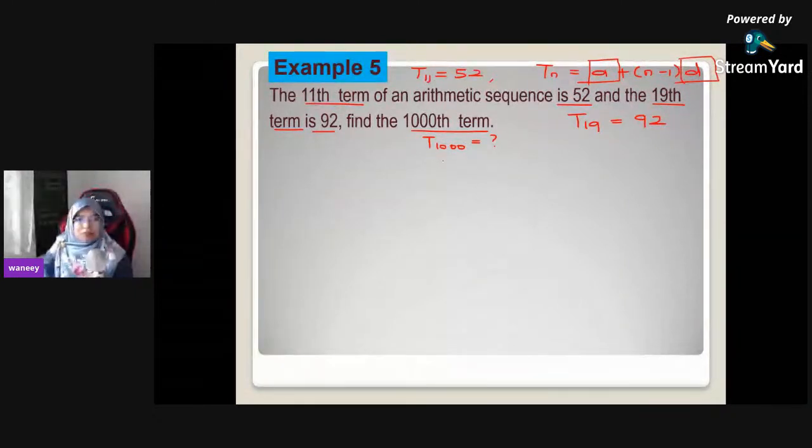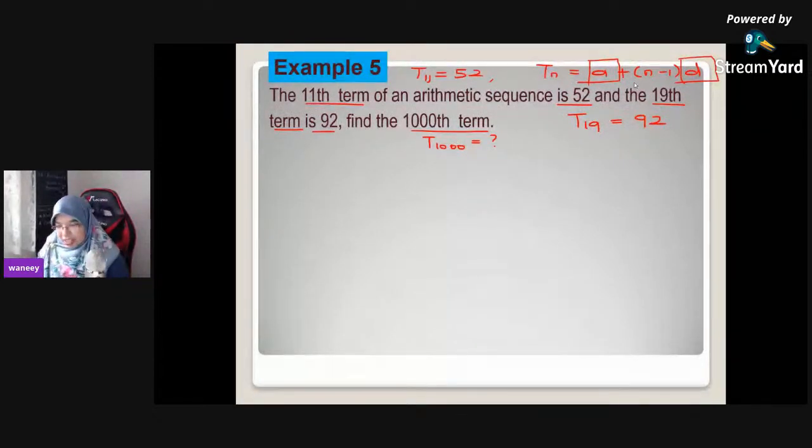Can you? So we know two pieces of information over here: T11 equal to 52, T19 equal to 92. Substitute into this formula. Replace the n with these values, 11 and 19, and then do make sure to solve it simultaneously to calculate the value of A and D.